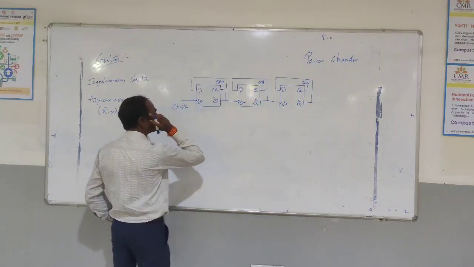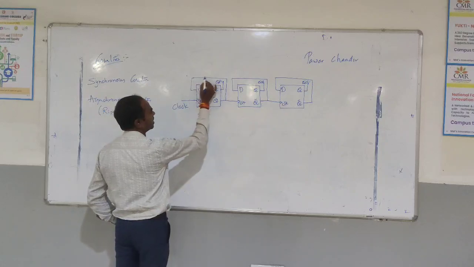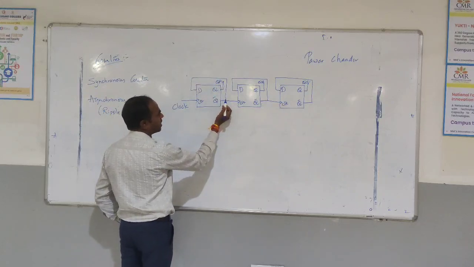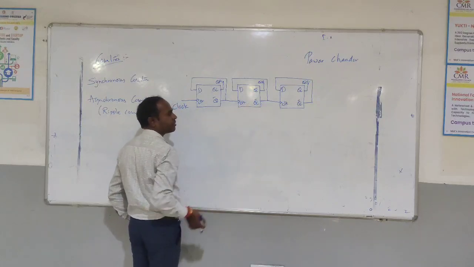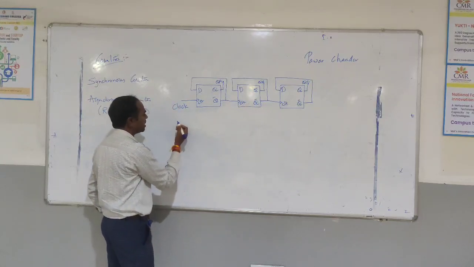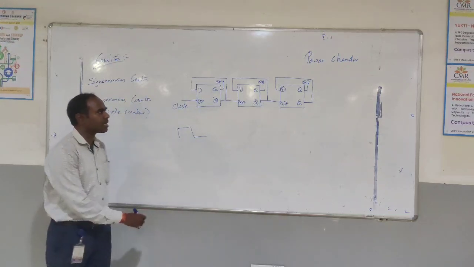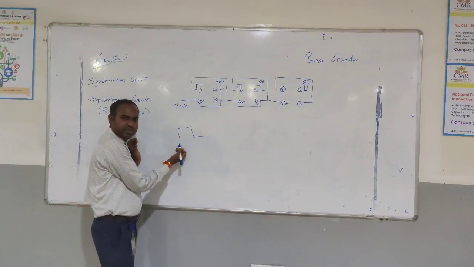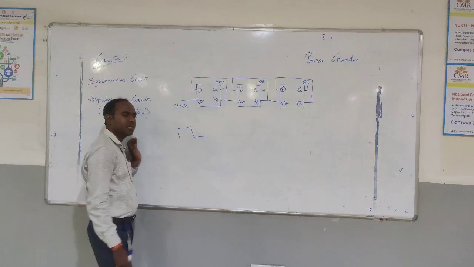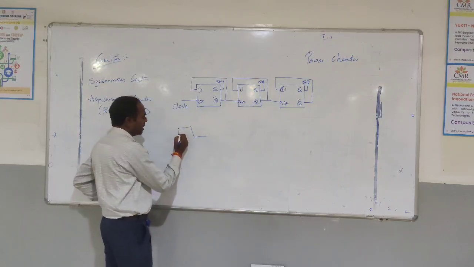Now we can check how the counter will count. The D is connected to the Q bar, and this Q bar is connected to the clock of the second flip flop. When we give the clock pulse, these flip flops are sequential circuits, so they work on edge trigger, right? Latches work on level trigger, while flip flops work on edge trigger.